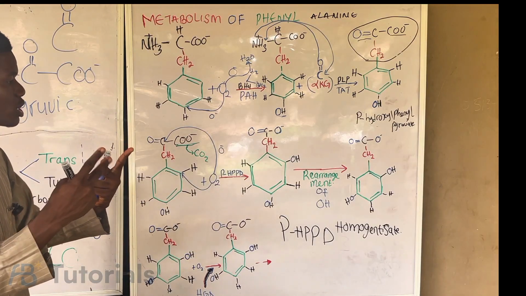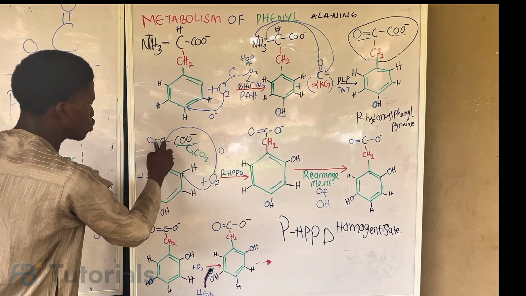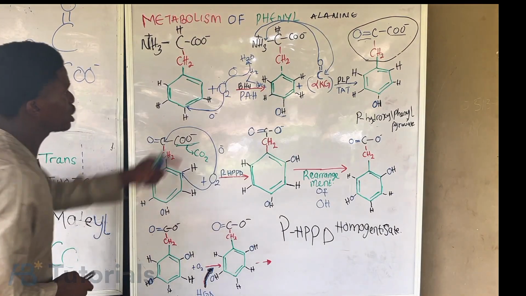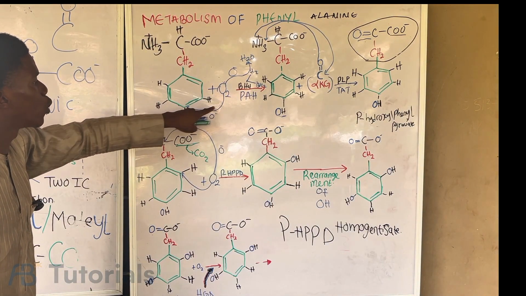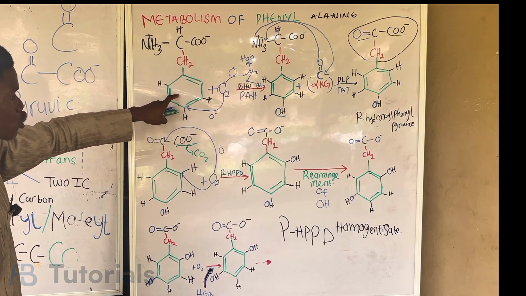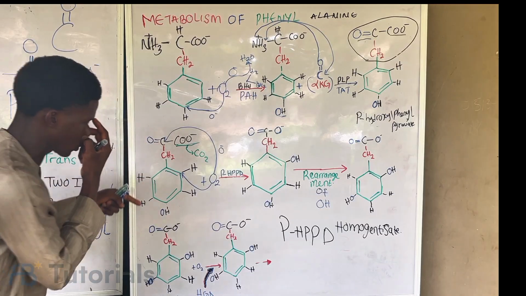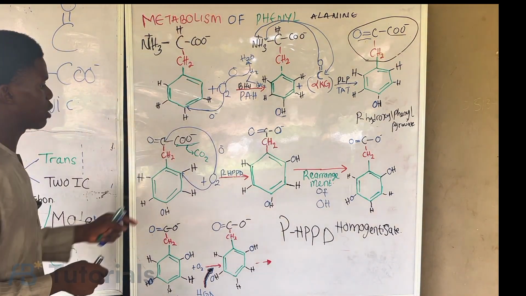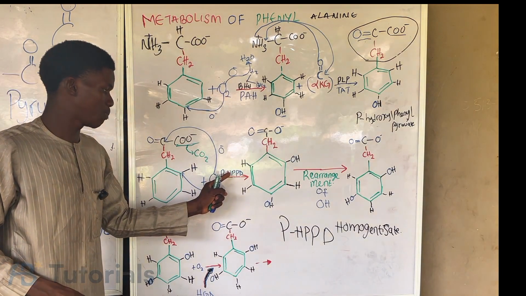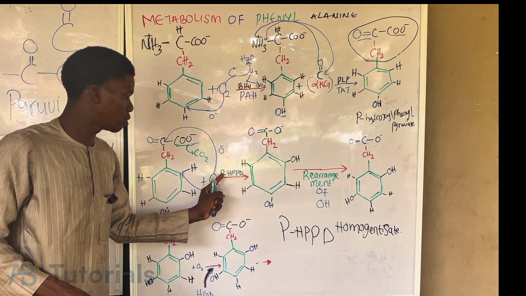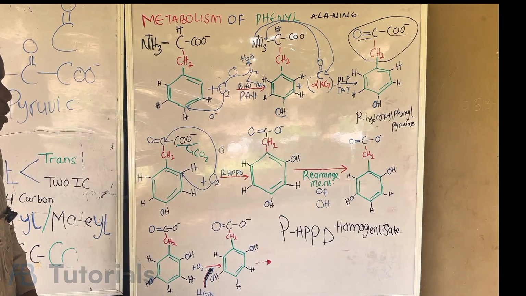Because the two oxygens are being used on the same structure. So I used one here, I used one here. But here I did not call this one dioxygenase, because only one oxygen was used on the structure. But here, the two oxygens were being used on the structure, here and here. So that is how we call it p-hydroxyphenylpyruvate dioxygenase. I hope it is clear.